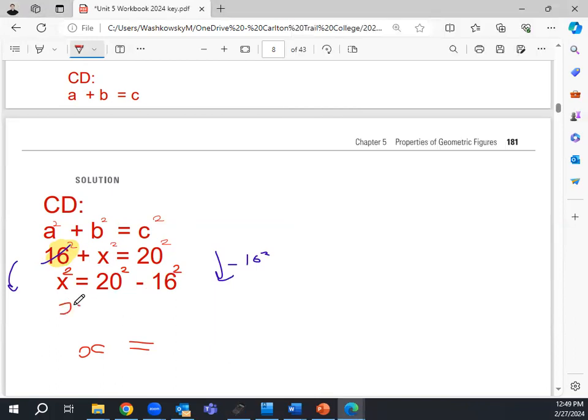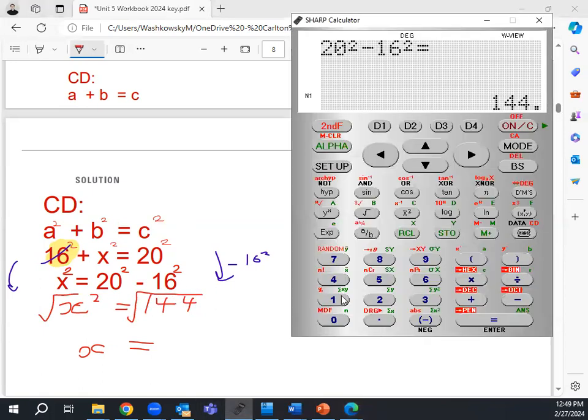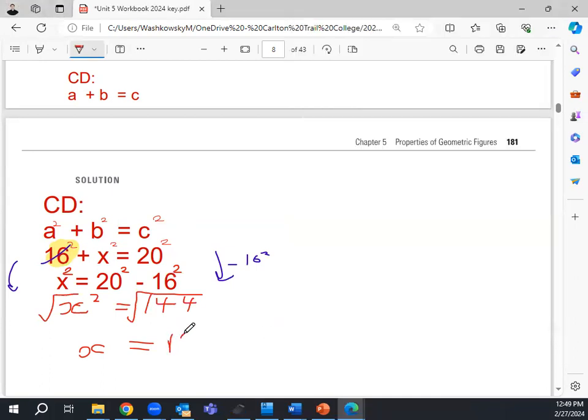Right. And again, this step right here, you could completely skip if you know what you're doing, but it's technically X squared equals 144, which we then need to take the square root of, right? Because it's X squared, I need to do the opposite of squaring, which is the square root. And if I do that, square root of 144, I'm going to get 12. So the length of that side is 12 centimeters. That's the length of CD.